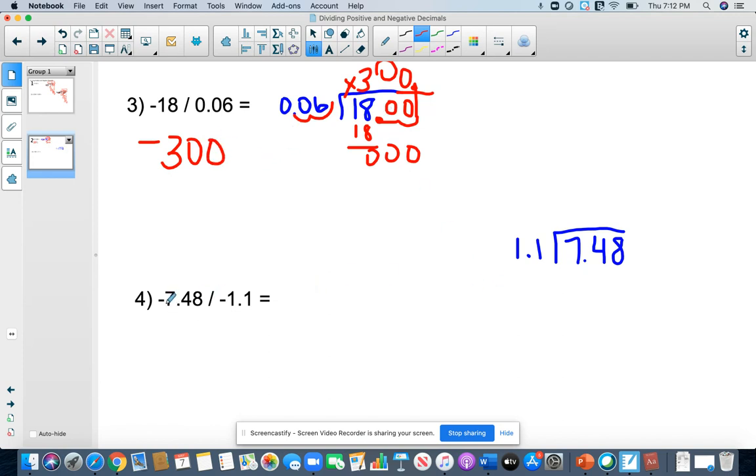And the last one, I have a negative 7 and 48 hundredths divided by a negative 1 and 1/10. We need to move the decimal point over once to make the 1 and 1/10 into an 11 by multiplying it by 10. So I need to multiply the dividend by 10 by moving over once and then going straight up into my quotient for my answer. So now I have 74 and 8/10 divided by 11, and 11 does not go into 7, but it does go into 74, which would be 6 times. 11 times 6 is 66.